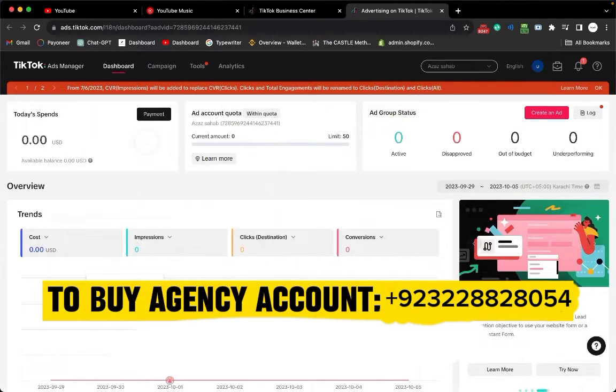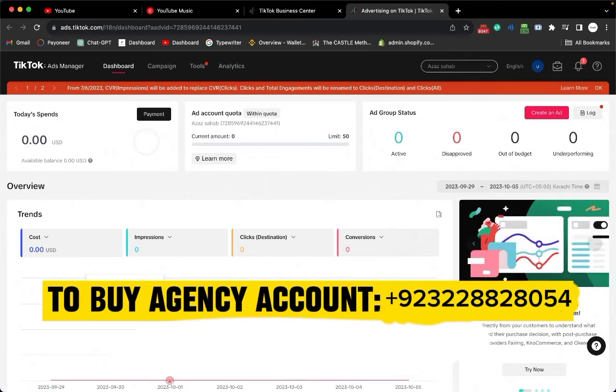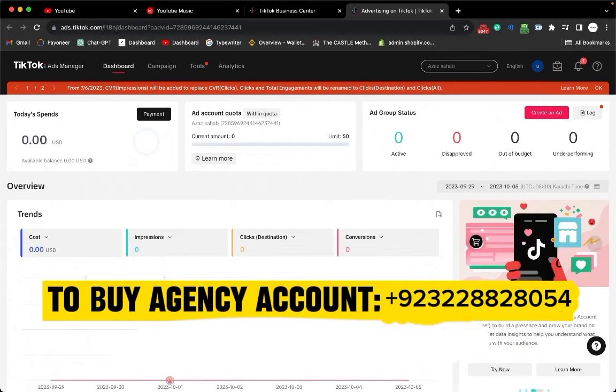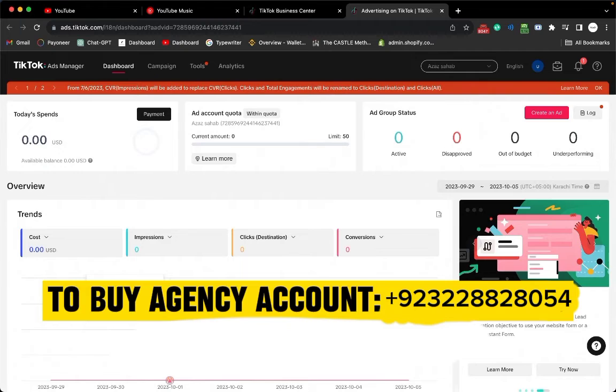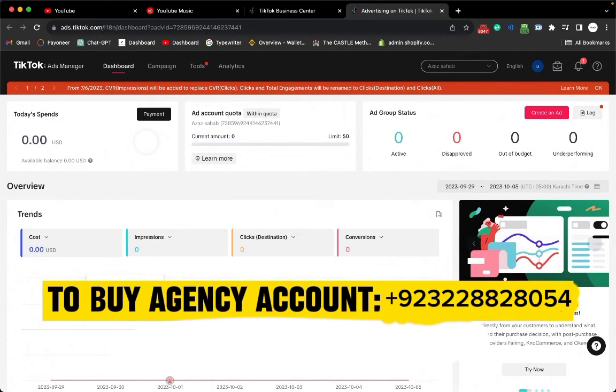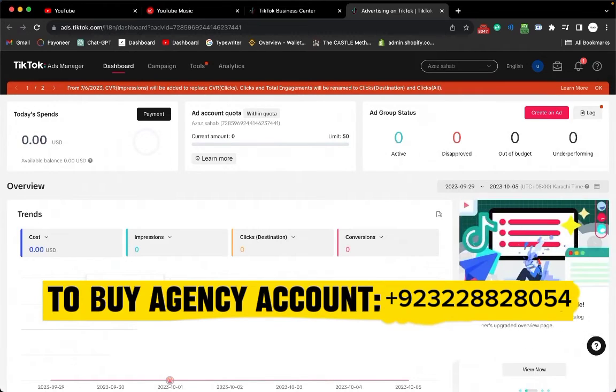The number has been given below. If anyone wants to buy the agency account, if you want to run ads in Pakistan, make your videos viral in Pakistan, increase your followers, run ads for products, or if you have a Shopify store, then all those people can contact us and take the agency account from us. We are providing agency accounts at a low price right now.